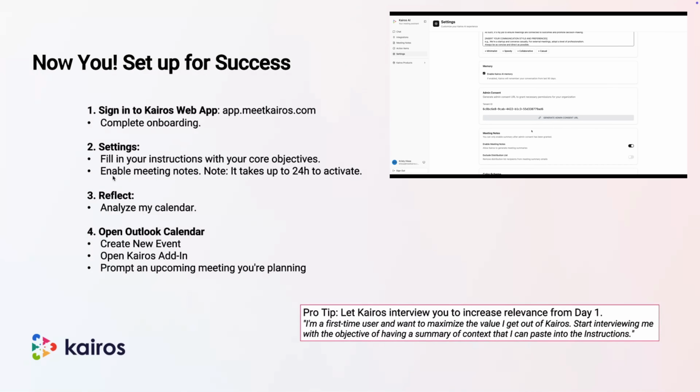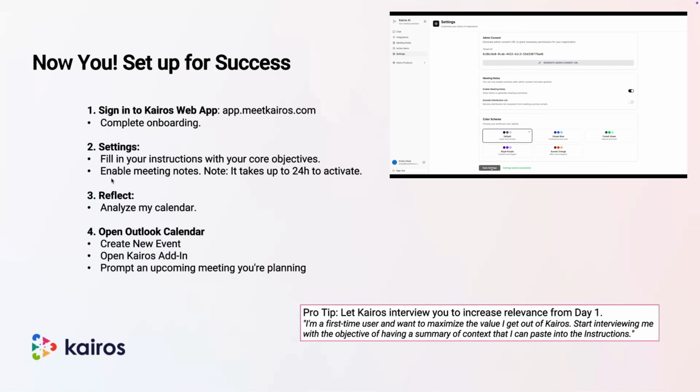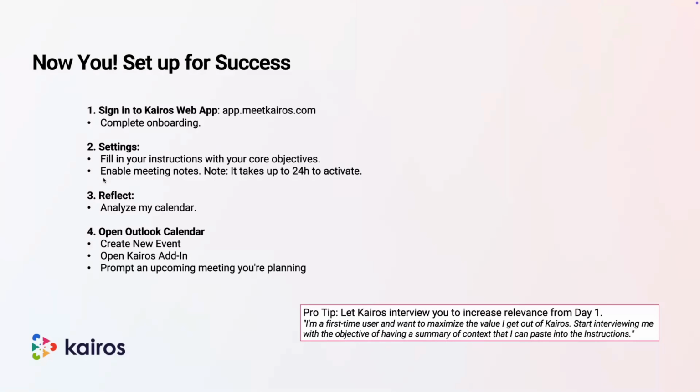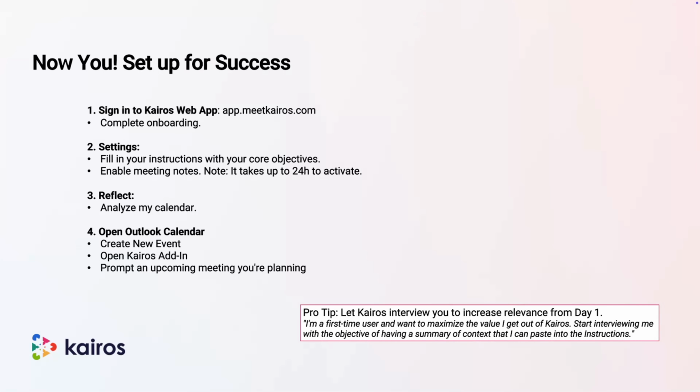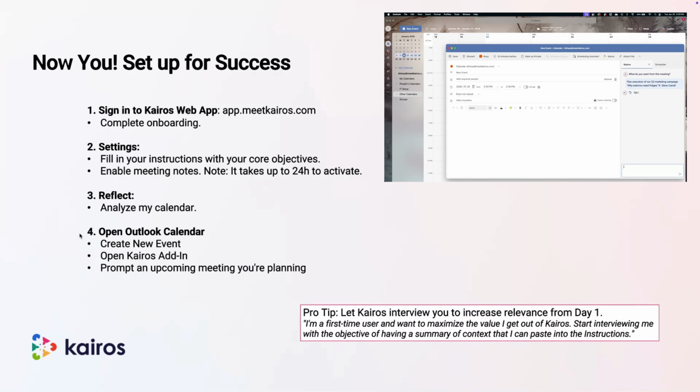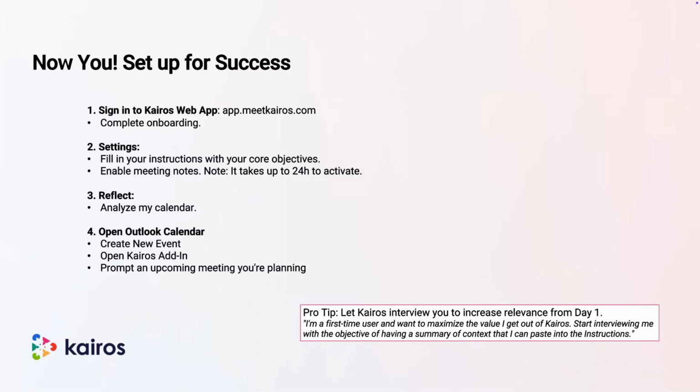As a second step, please make sure to enable meeting notes so that you can start to receive the meeting notes emails in your inbox, as well as access that information and follow through via the Kairos web app. The third step is to go into the chat function and reflect on the time that is spent today. Kairos can immediately give you recommendations on how to optimize next week's calendar. And finally, try out the Outlook add-in by creating a new event either in the desktop or web version of your Outlook. Open the Kairos add-in and prompt an upcoming meeting you're planning or edit a recurring meeting agenda that you organize.